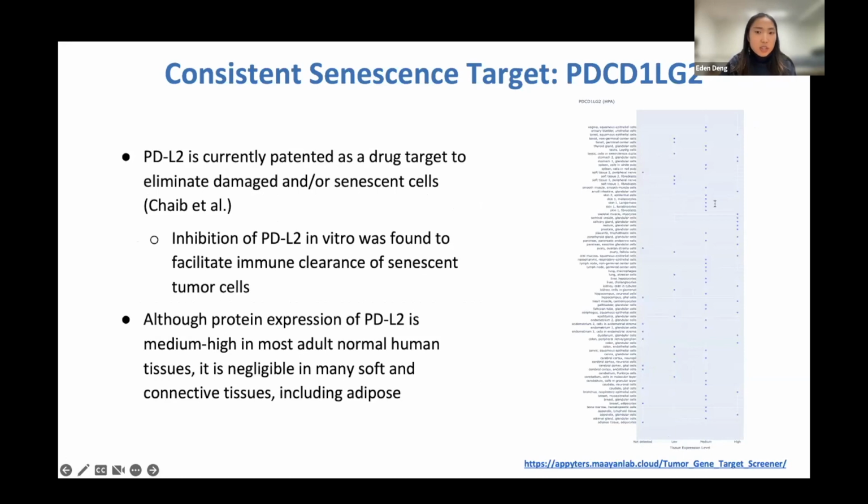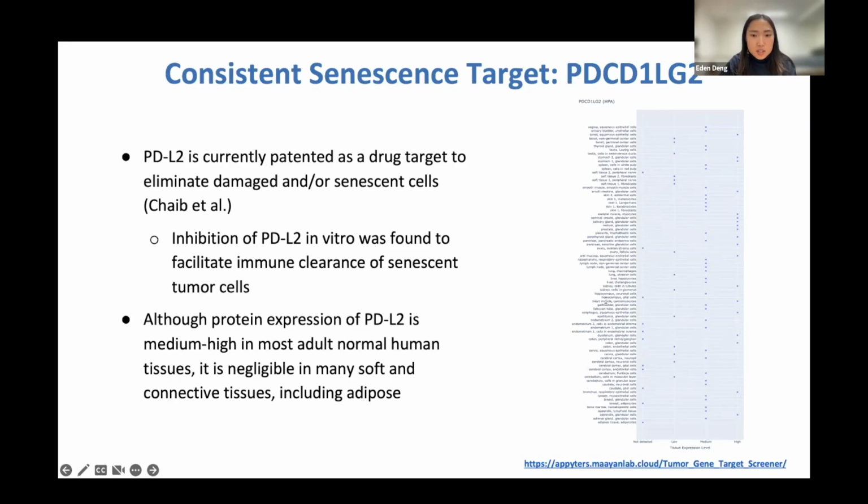There was a research group that found that inhibiting PDL2 allowed senescent tumor cells to be cleared by the immune system. So now PDL2 is actually patented by this group as a drug target for removal of damaged and/or senescent cells. Antibodies for PDL2 are also produced and available commercially, so there's potential there for ADC development.